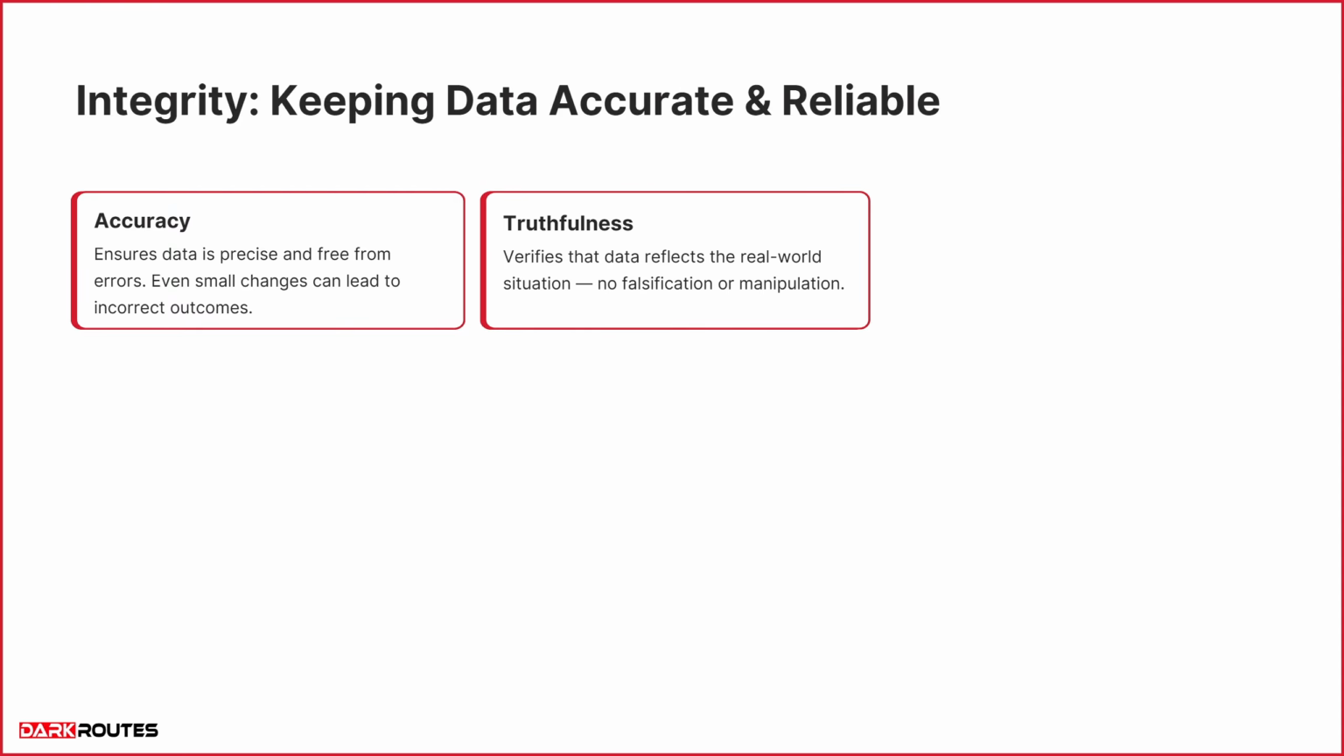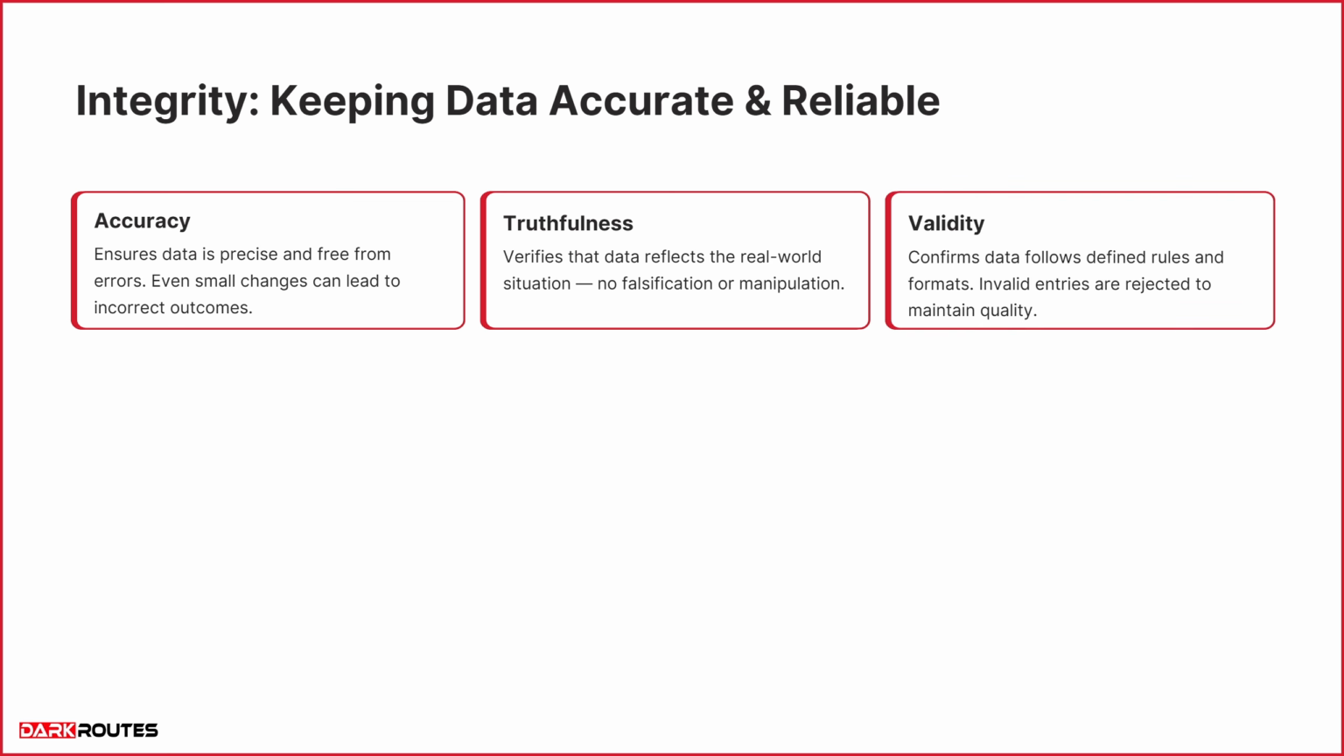Next, we have truthfulness. Truthfulness is all about being honest in the representation. A system should not manipulate or hide the real condition. For example, if a monitoring dashboard shows that all systems are operational while a server is actually down, the data is false and that violates data integrity. So, in short, truthfulness builds trust between the system and its user.